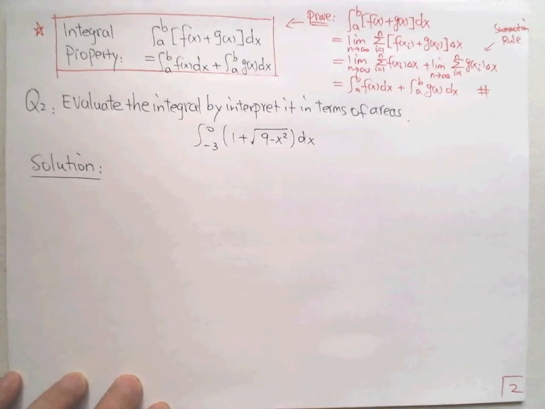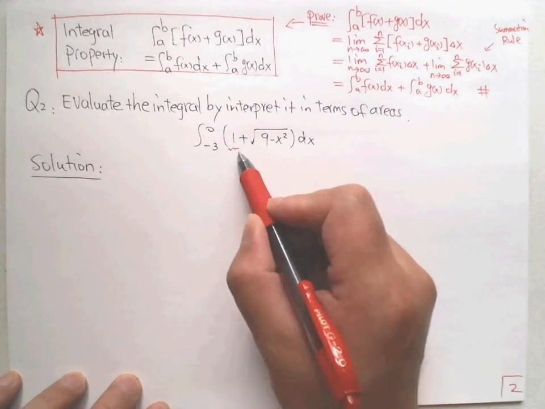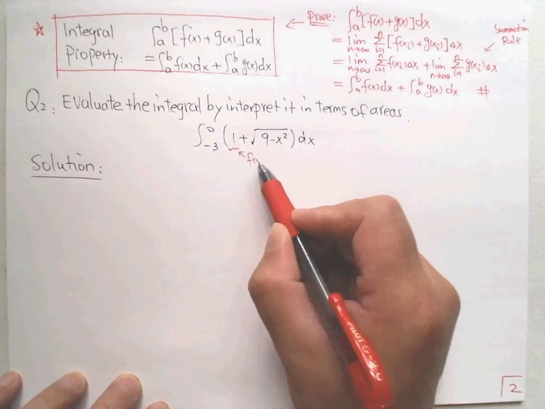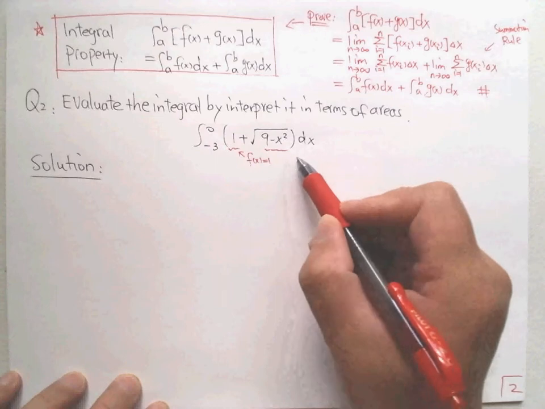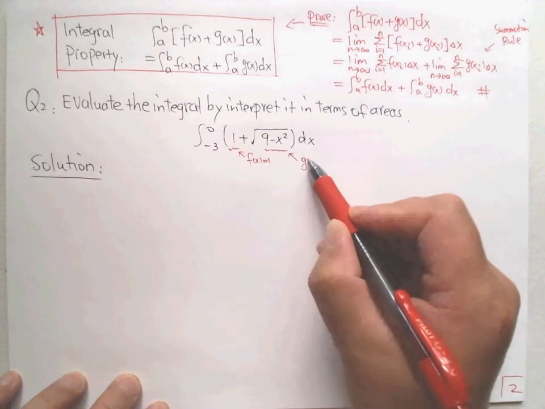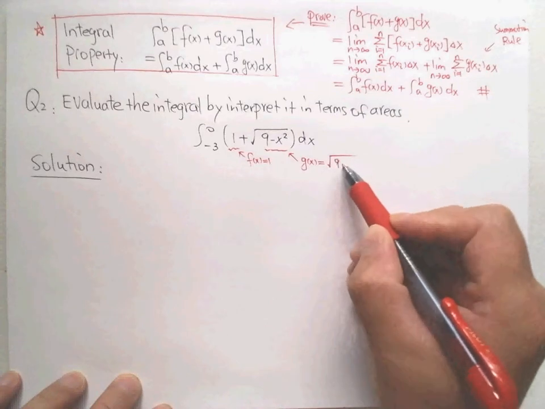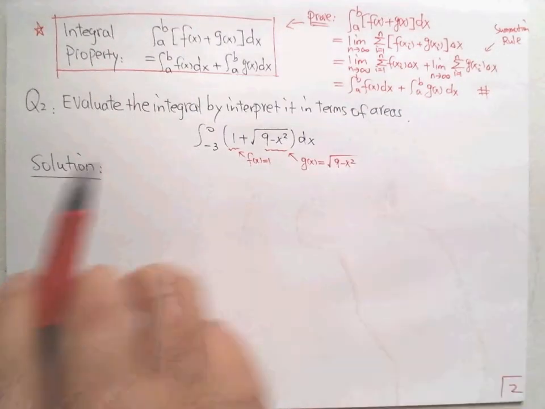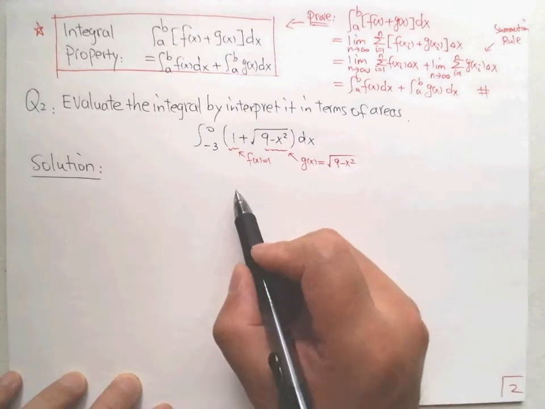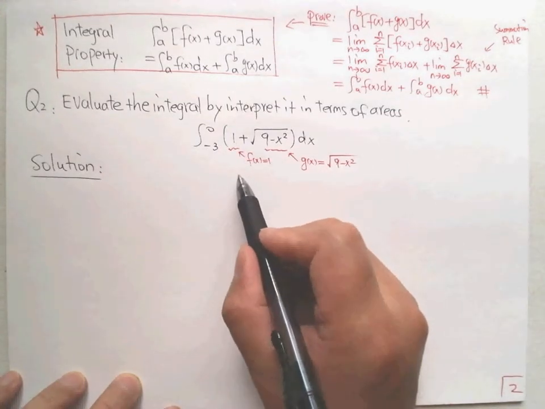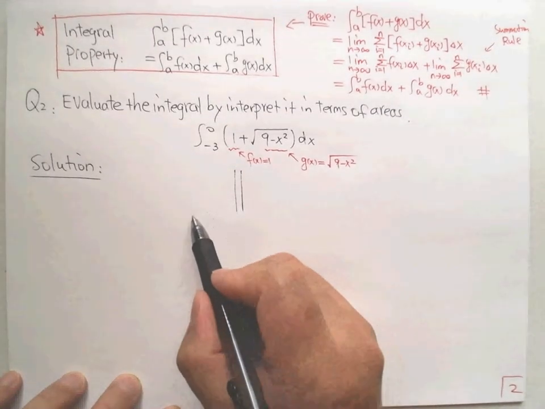Okay, so these integral functions, we look at the integral functions. This is f, right? So we can say this is f. That means f(x) equals 1. So f plus g, right? So this is g. So g equals this function, the square root of 9 minus x squared. Now we can use this property to separate into two.